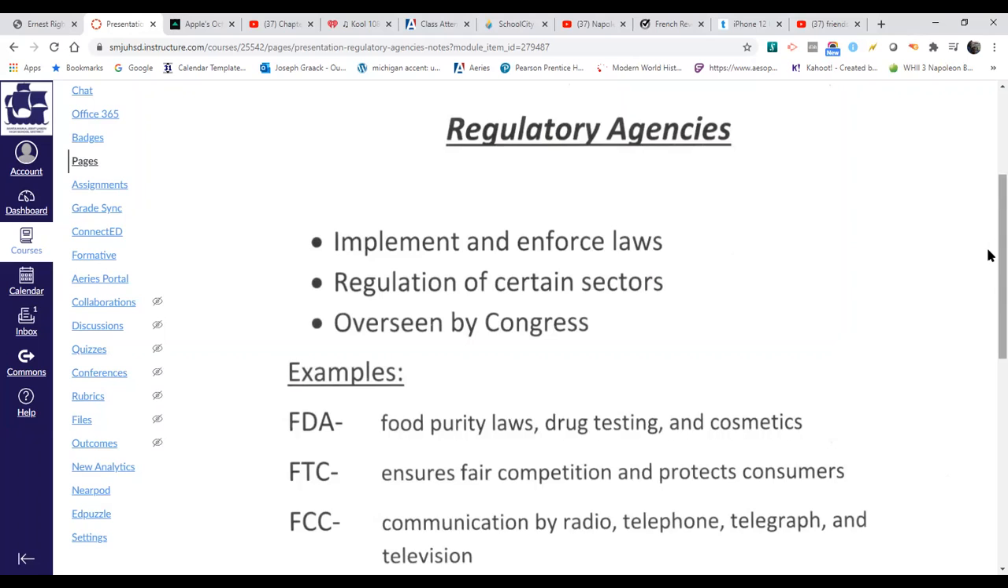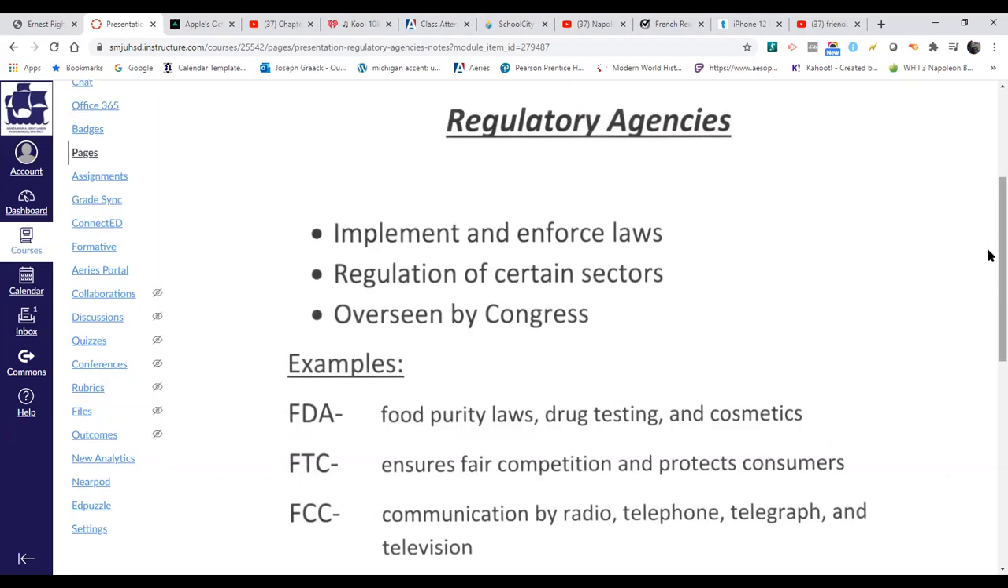Regulatory agencies are simply agencies of the federal government, generally, that implement and enforce laws, regulate certain sectors of the economy. That would be a microeconomic policy, and they are generally overseen by Congress. Now, each state generally has regulatory agencies. Each county may have regulatory agencies, and even some cities have a regulatory agency, right, that oversees certain things.